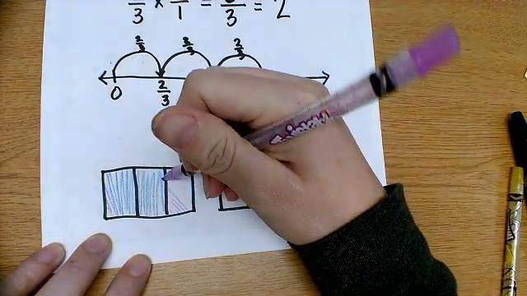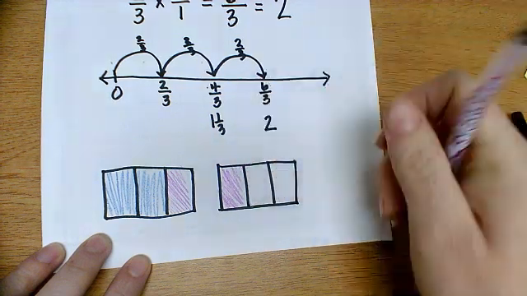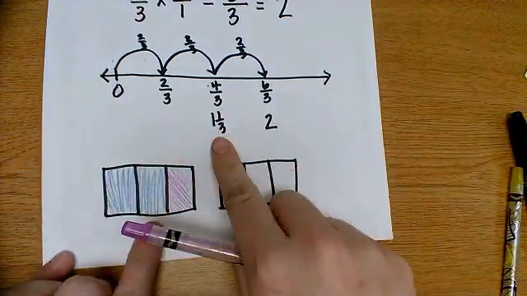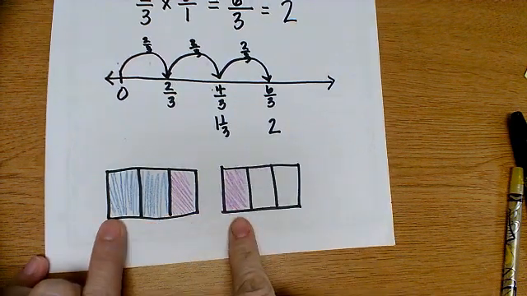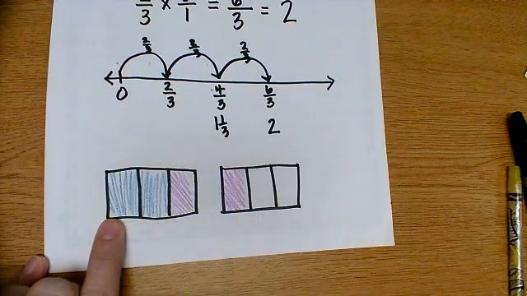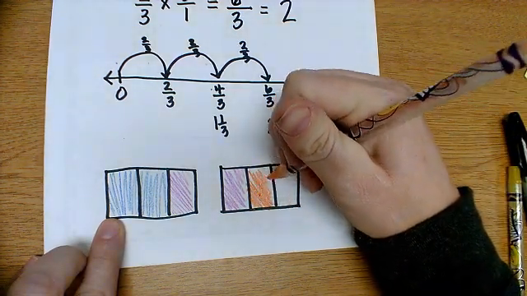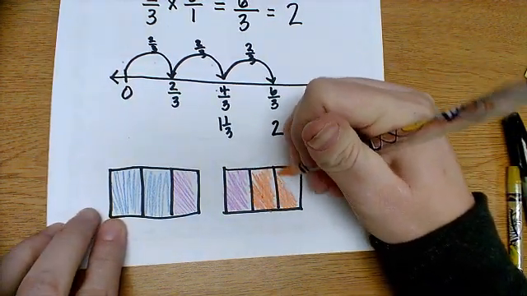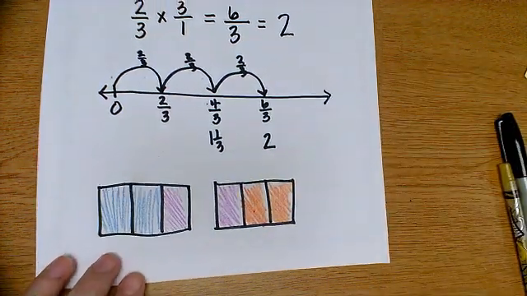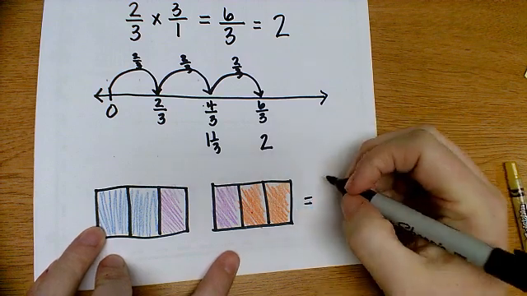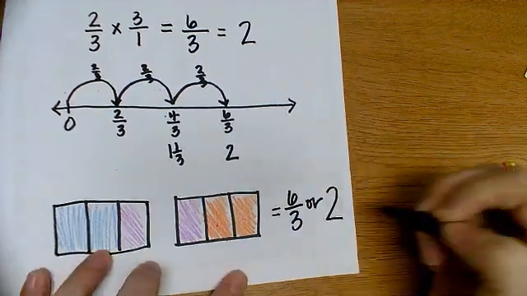I'm going to shade in 2/3 in another color. And if you look, when I did 2/3 plus 2/3, there's my 4/3, or 1 whole 1/3. And then when I finally shade in my last group of 2/3, you can see I have shaded in a total of 6/3 or 2 wholes.